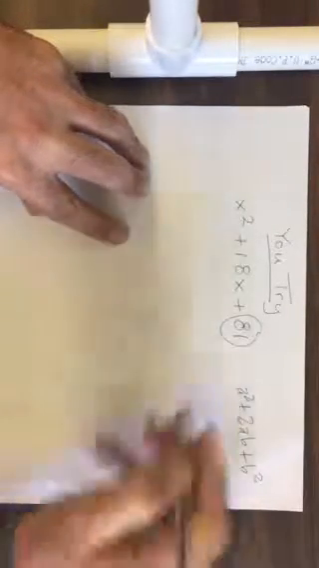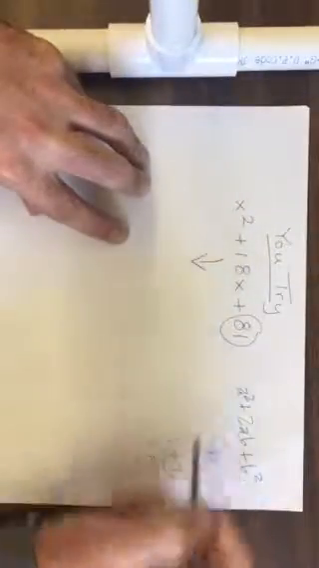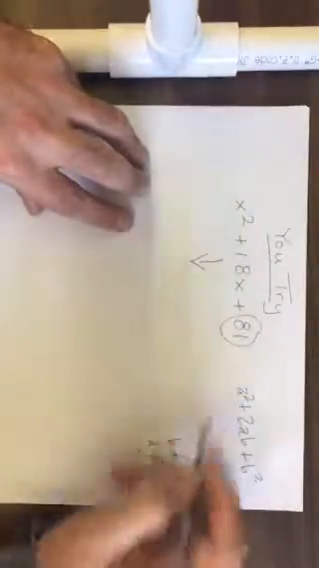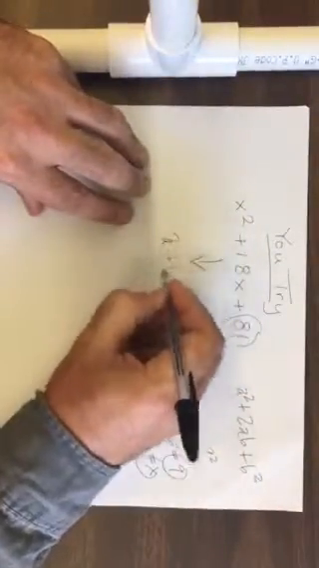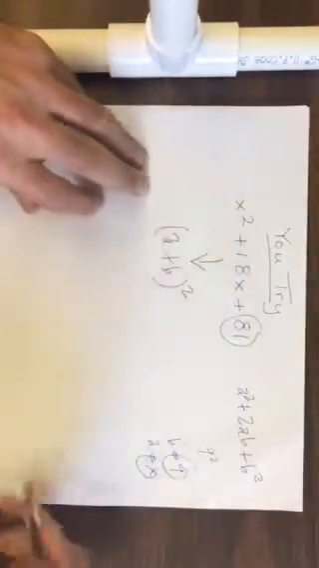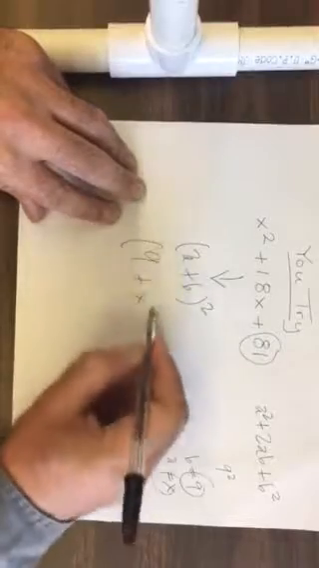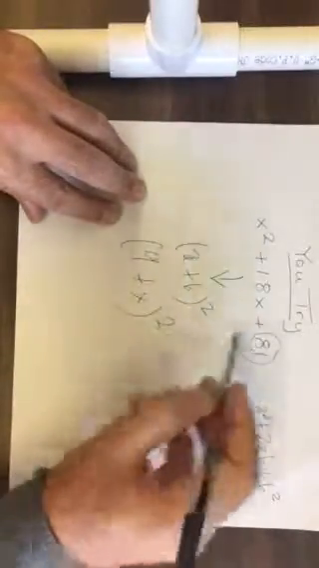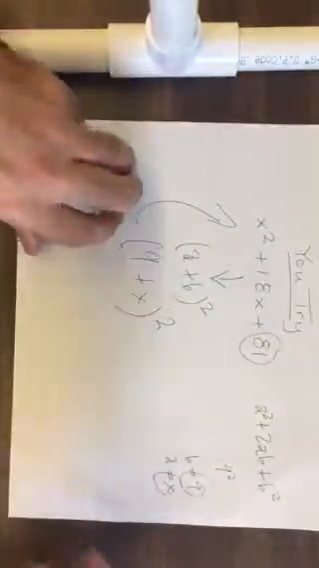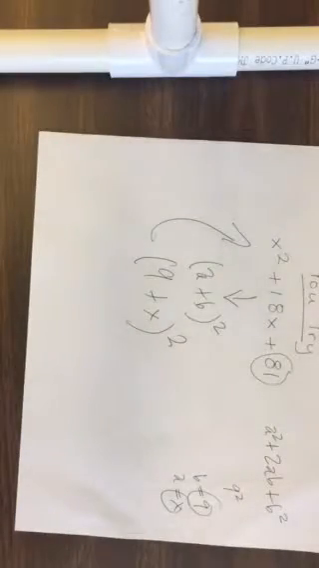So all you have to do is just be like, okay, that's just (a plus b) squared, or (9 plus x) squared. And if you follow that out, you'll see that this is the same.